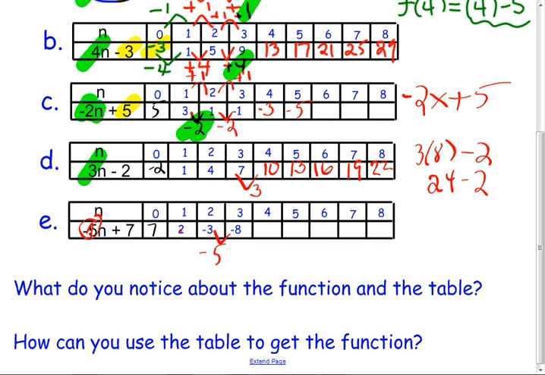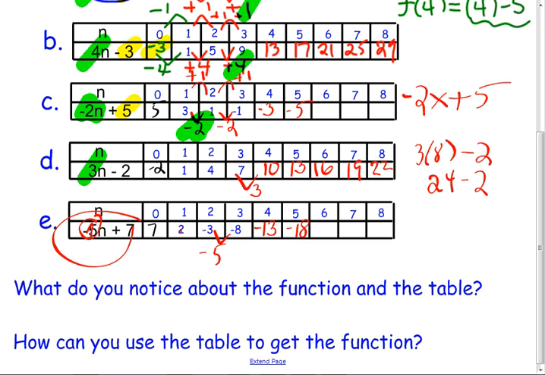So what's this going to be? Negative 13. Negative 18. Okay. That's easy if they give me the rule. If they don't give me the rule, it's a little bit harder. How can I use a table to find out what the rule is to get this function right here? Well, let's try it. Let's go to the next page.